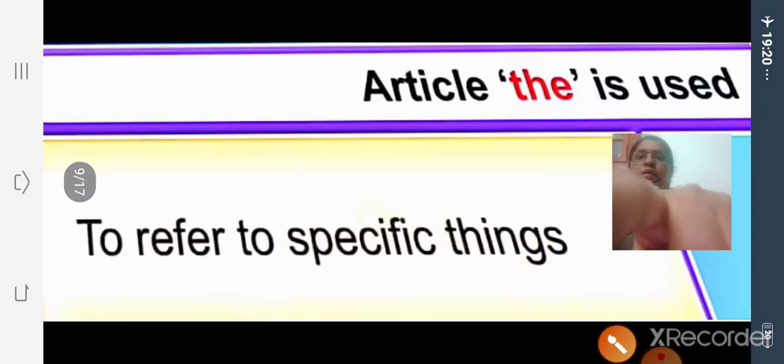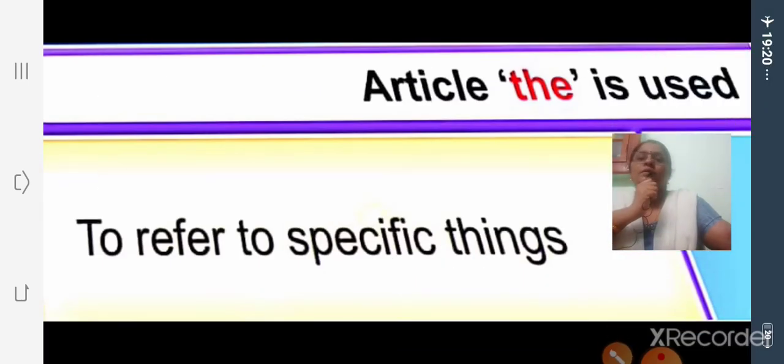Now, article the. The is used to refer to specific things. Definite article the is used to refer to specific things. The is known as the definite article as it indicates a specific person or thing, a definite person or thing. The is used when the sentence talks about something definite.